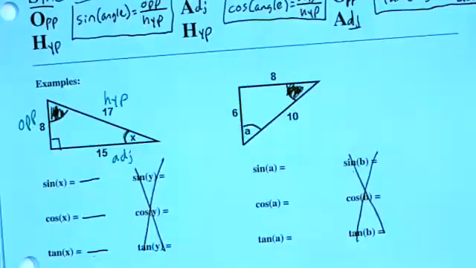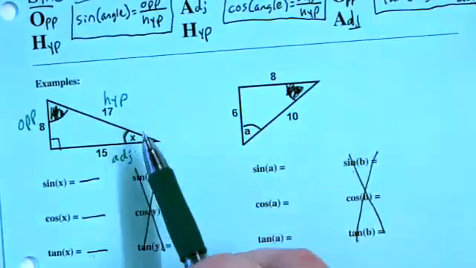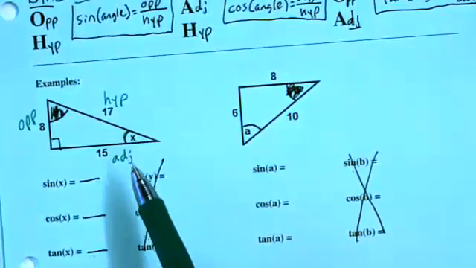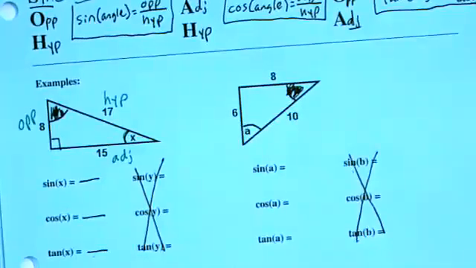Check over mine, make sure I did that right. Any questions about that? Are we good with hypotenuse, opposite, and adjacent? Question? If we label our opposite and adjacent as a leg and a foot, would that be okay?